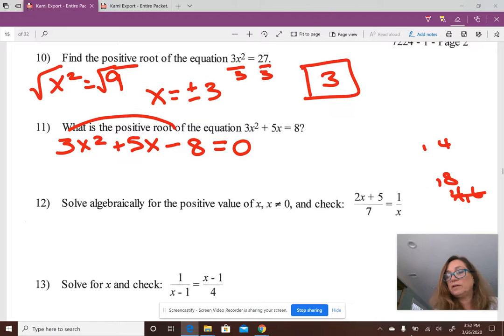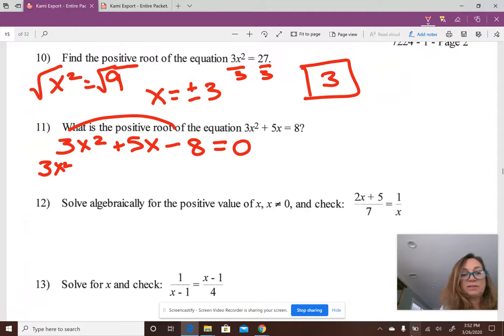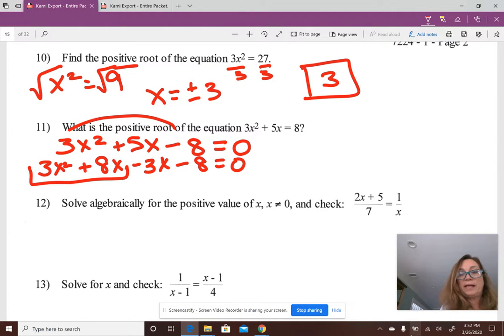I just got to erase this because I don't have a lot of room on this paper. Obviously, you can do this on scrap paper if you want. So I get 3x squared plus 8x minus 3x minus 8 equals 0. From the front, I can only pull out an x, and that gives me 3x plus 8.